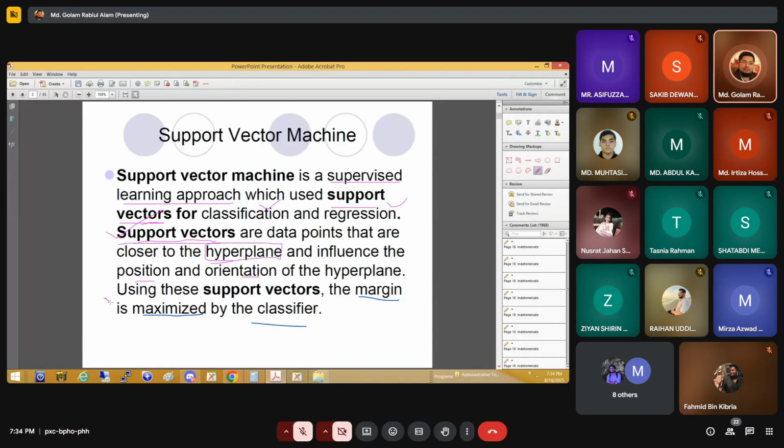Another terminology here is that using these support vectors, the margin is maximized by the classifier. So another terminology is margin. We need to maximize the margin, so we need to understand what the margin is. The three special terminologies are the support vectors, the hyperplane, and margin. We need to understand these three terminologies very clearly to understand the support vector machine.